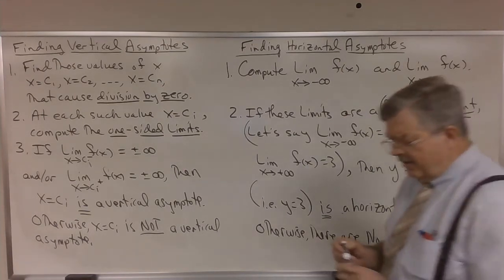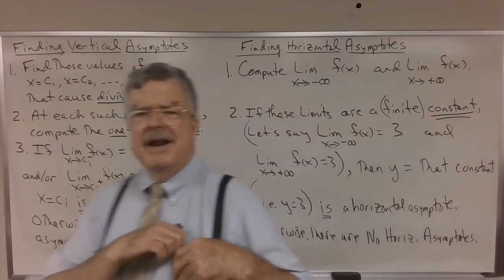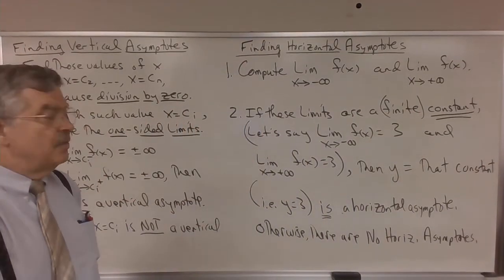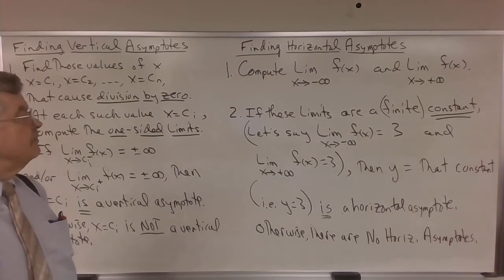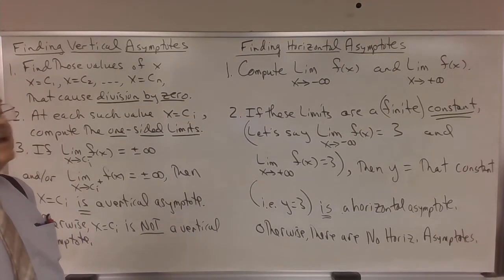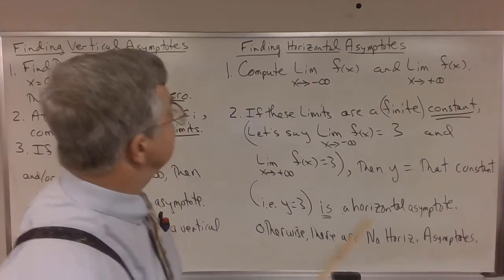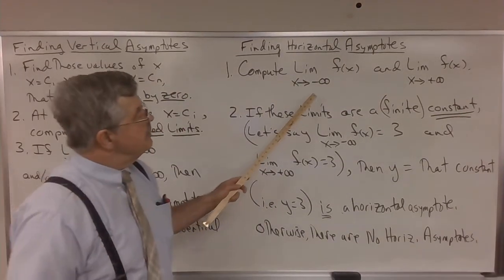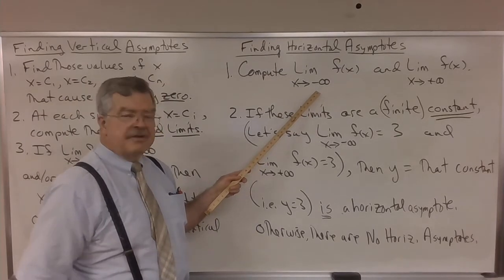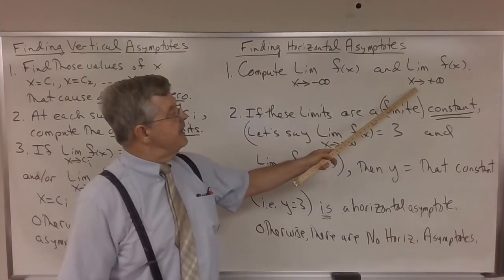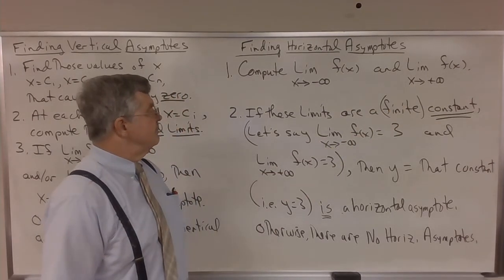Okay. I hope you're putting the pause button on now and then to take notes, because this stuff is well worth taking notes on. To find horizontal asymptotes, first thing, compute the limit of f of x as x goes to negative infinity. Compute the limit of f of x as x goes to positive infinity.